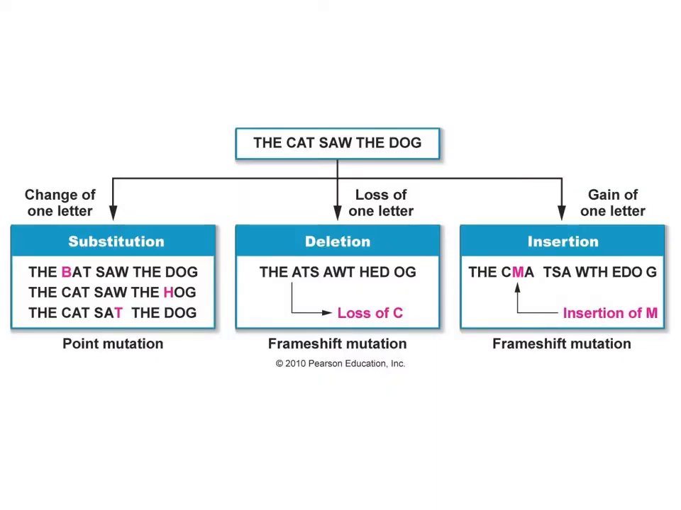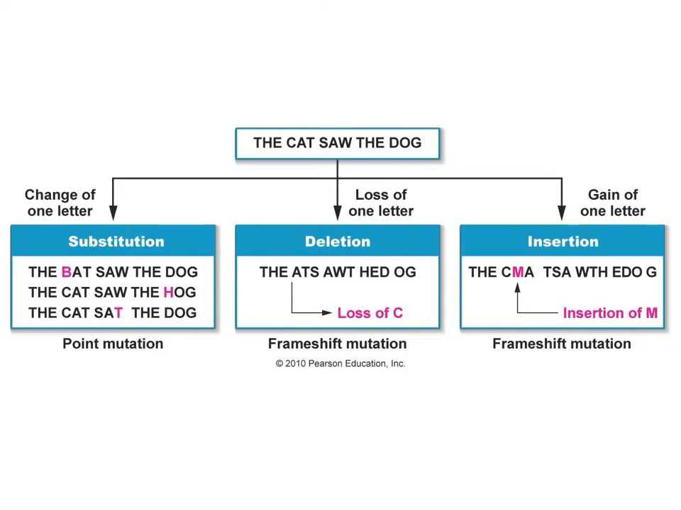So here's an example using the English language and a 3-letter word sentence. If you take the sentence, "the cat saw the dog," and you simply do a substitution, then these have relatively little effect. The bat saw the dog, the cat saw the hog, the cat sat the dog. These do change the meaning of the sentence a bit, but there's still a bit going on that you could interpret, okay? It affects one of the words, not all of them. Now, if there's a loss of a letter, a deletion, this shifts the frame of every letter to the left by 1. So if that C from cat is lost, instead of "the cat saw the dog," you can see how it changes all of the last 4 words of the sentence, from "cat saw the dog" to "ats, ought, head, og." Okay? This is a frameshift mutation.